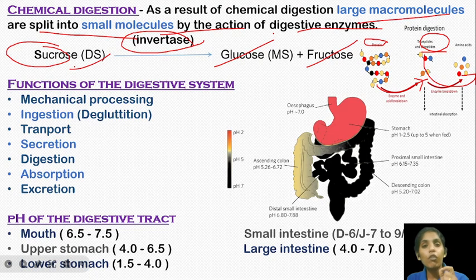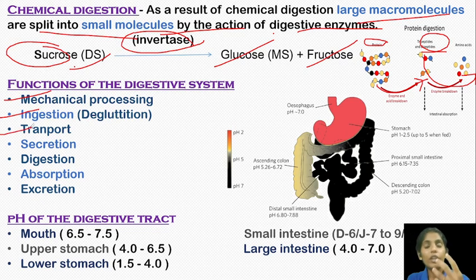Now let us know about the functions. What are all the functions that the digestive system will perform in order to complete the digestion of the food? The mechanical processing, I have told you earlier, is the cutting and grinding of the food. And ingestion, ingestion means deglutition. Swallowing is known as deglutition.